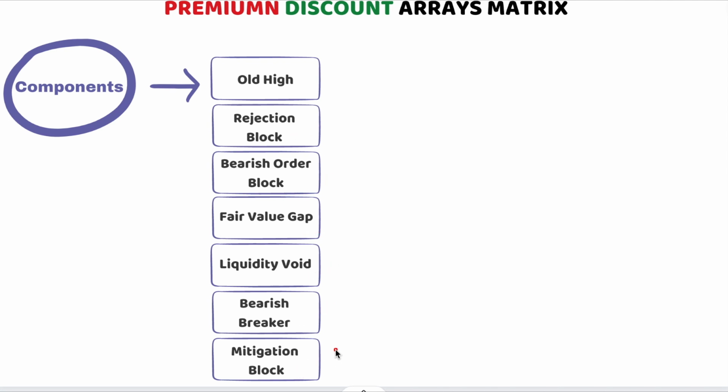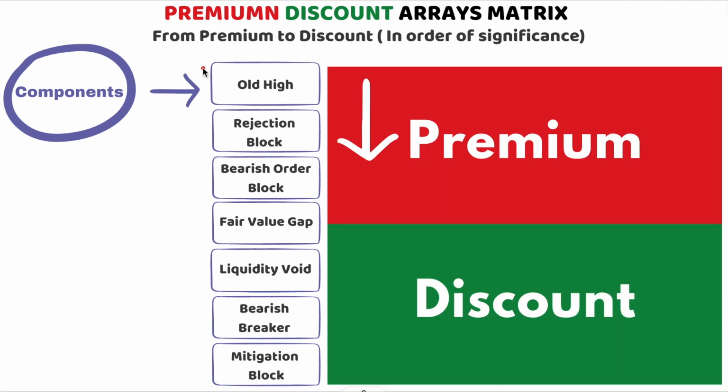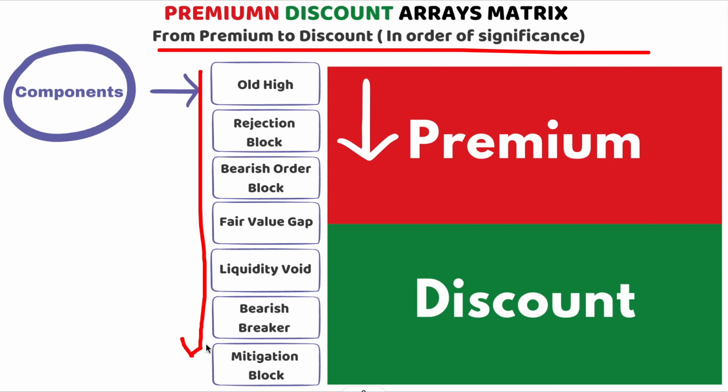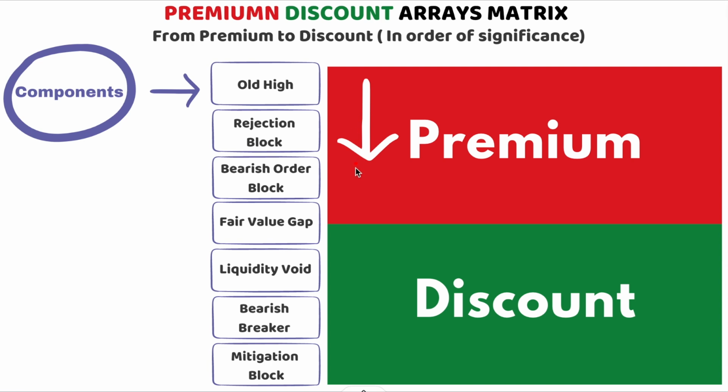This is for price to move from premium to discount. And these are in sequence of importance. As I mentioned earlier, this is from premium to discount, and we listed these like arrays. These are the tools that we use in order of significance. That's when price will draw from premium to discount.